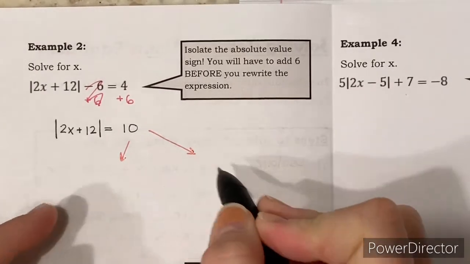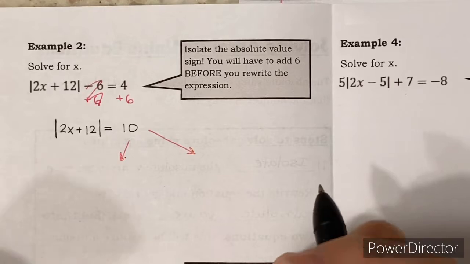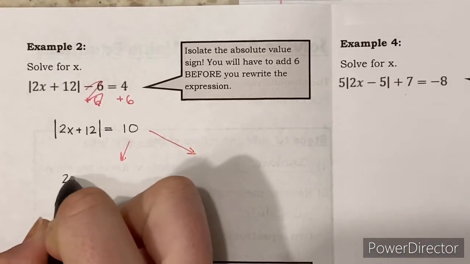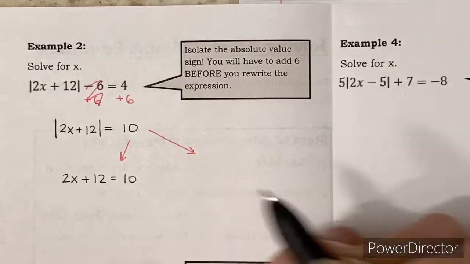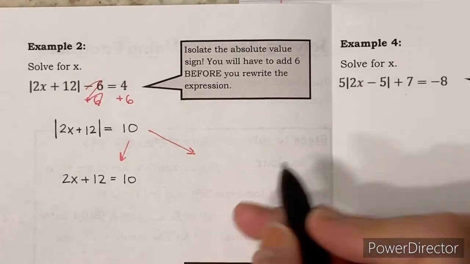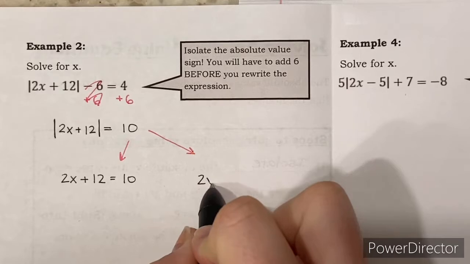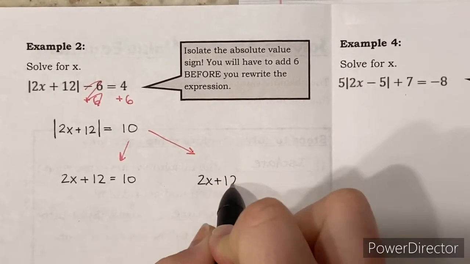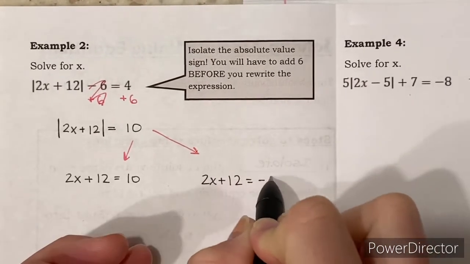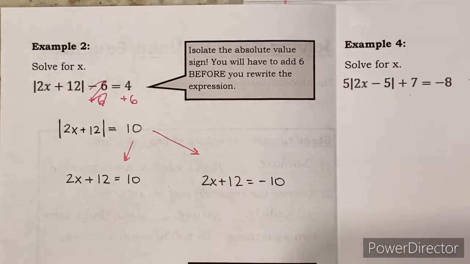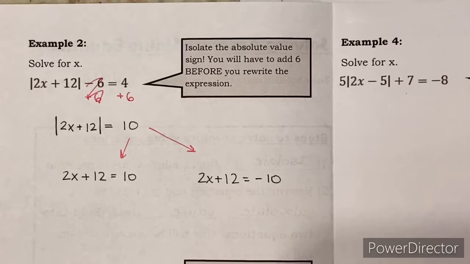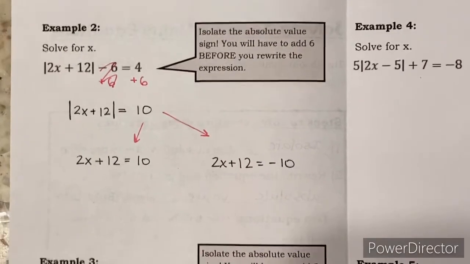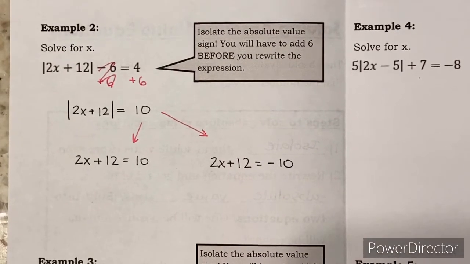So remember, at this step right here, the absolute value bars go away. So we're going to be left with 2x plus 12 equals positive 10. Remember, I always do the positive one first. I'm weird, but that's just the way that I like it. And then 2x plus 12 equals negative 10. And now we have two smaller equations. These are just two-step equations, so we should be able to solve both of these. Remember, you have to solve both of them. We have to make sure that we get both sides.